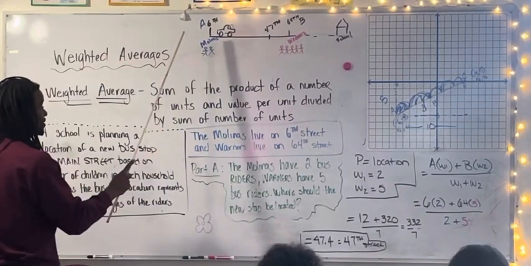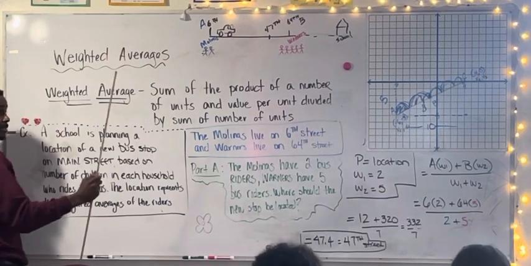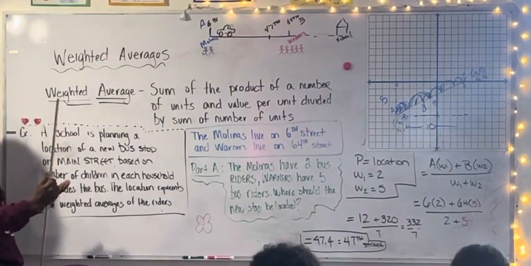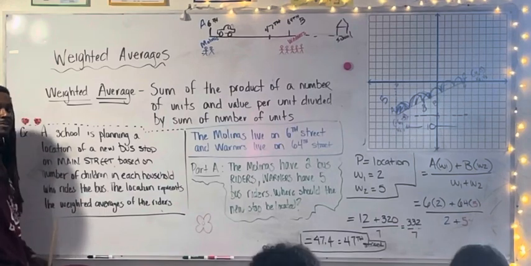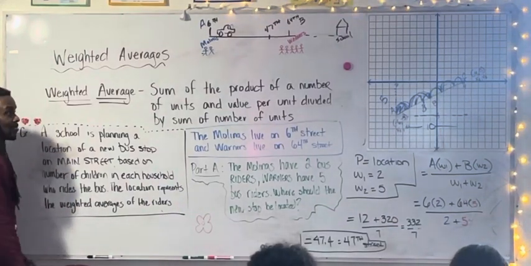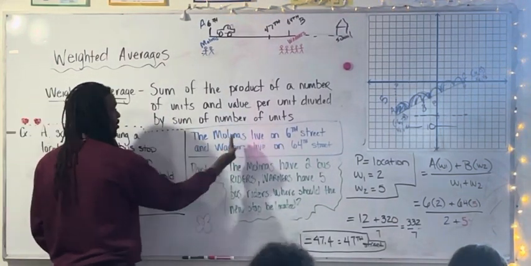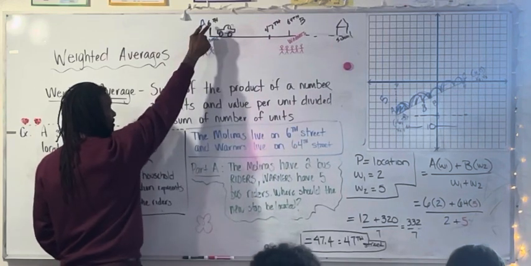You might want to draw this dot. Everything you see up here, yes, I would jot it in, because it's going to sound super perplexing, but once we get into it, it'll be easy. This is why you don't understand. You got to stay locked in. The Molinas live on 6th Street.